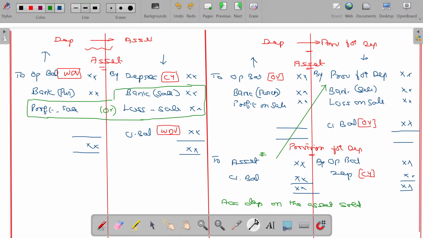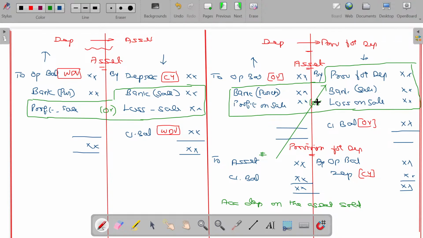So on sale, you have to understand these are the items to be posted. These are the items. Profit or loss you will get. So compare between these two. Both are similar, but one thing is different. What's that? Provision for depreciation is higher.